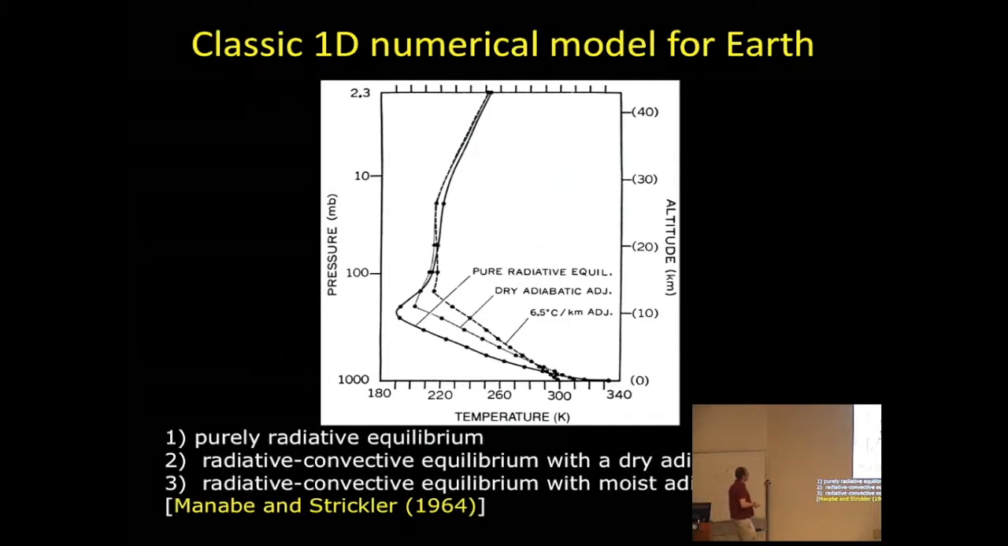Back in the 1960s for the Earth is when people really started to do the numerical models, and there was enough information. So in this case, what we're looking at here is the Earth. On this axis is temperature. This is pressure in millibars, 1,000 at the surface, or altitude here in kilometers. If you did a purely radiative model, you would overestimate the temperature at the surface, and you wouldn't have the right estimate of the decline of temperature with altitude.